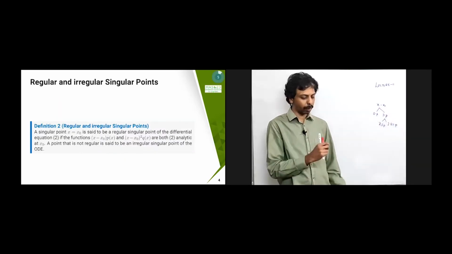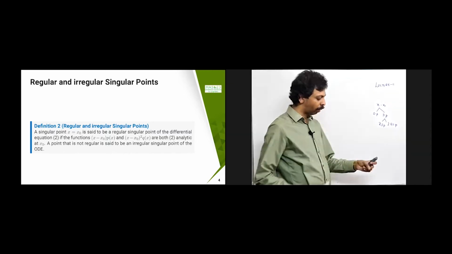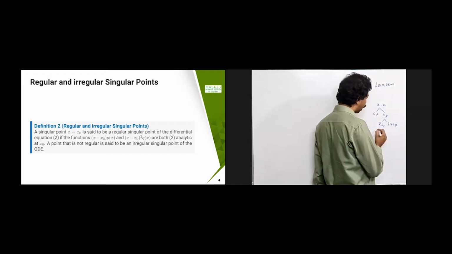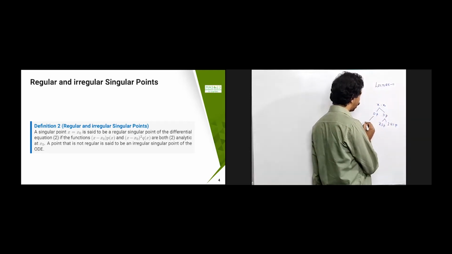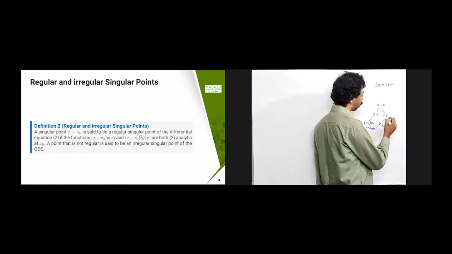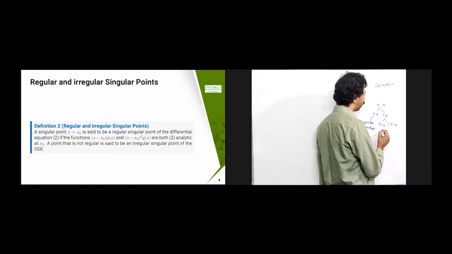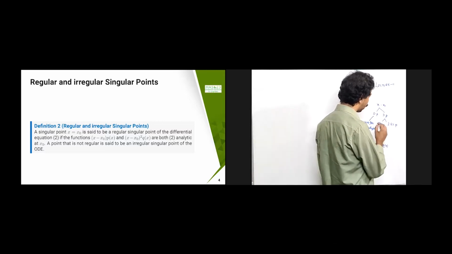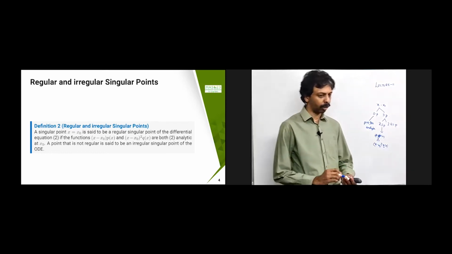Now next one, regular singular point and irregular singular point. For an ordinary point, p of x and q of x would be analytic, meaning you should have a power series expansion for them. If that is not existing, then it is a singular point. Now in this case, suppose x minus x naught into p of x is analytic, and x minus x naught whole square into q of x is analytic. Then we say that this is a regular singular point. Otherwise, we say it is an irregular singular point. Okay, that's what we have.